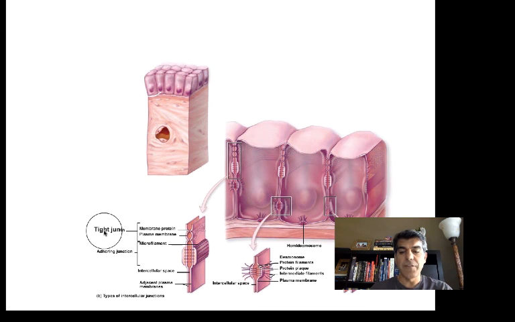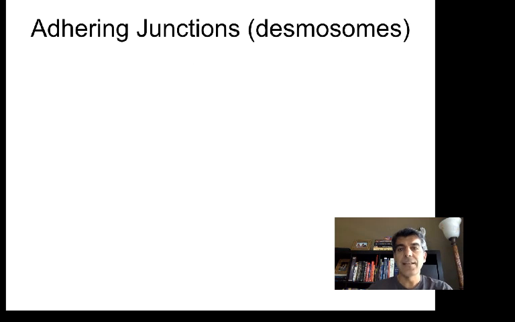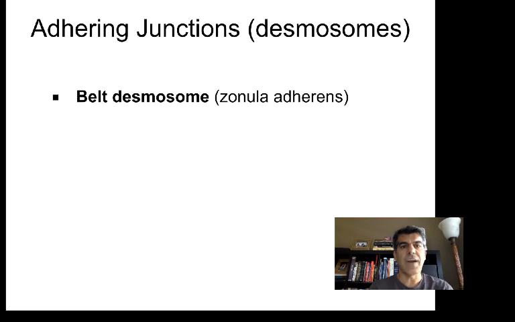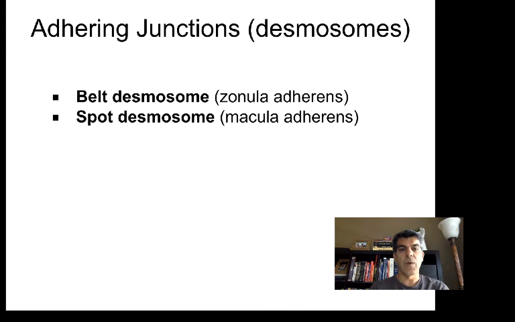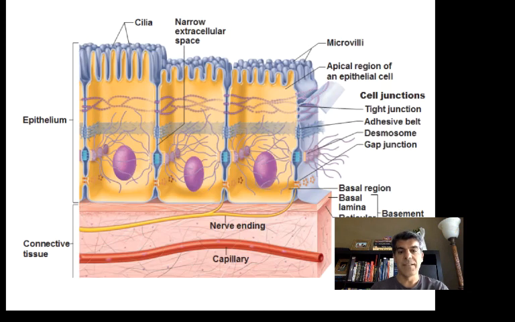The second type of junction is called desmosome or adherent junction. There are three forms of adherent junction or desmosome. One is called belt desmosome or zonula adherens. The other one is called spot desmosome or macula adherens. And the last one is called hemidesmosome. Let's talk about the first one, which is belt desmosome.